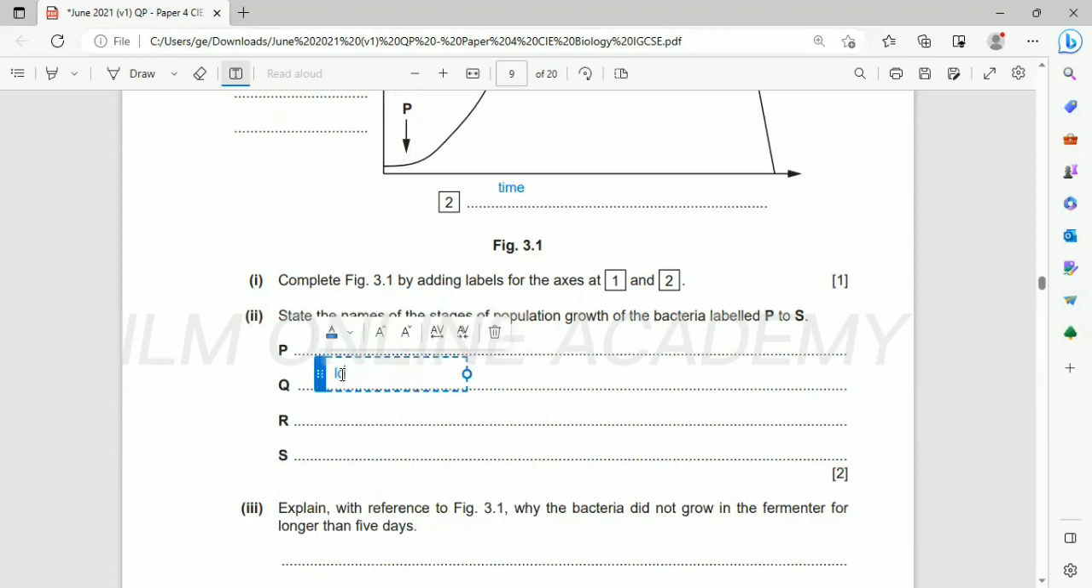Log phase is the phase of exponential growth, and in this phase, the population of bacteria is actually going to grow. And R is the stationary phase, and in this phase, the growth of bacteria is going to stop. Then death phase, the bacteria die.